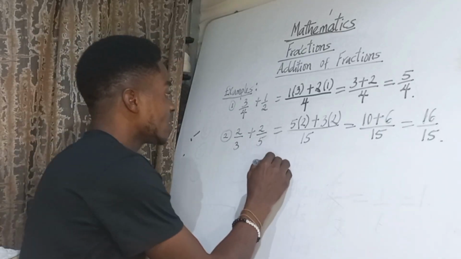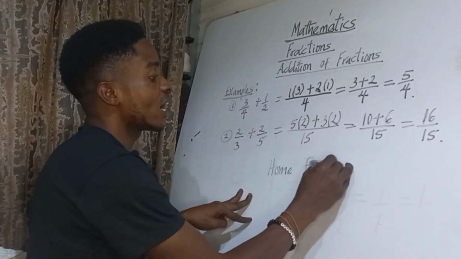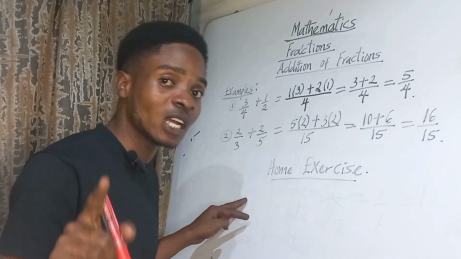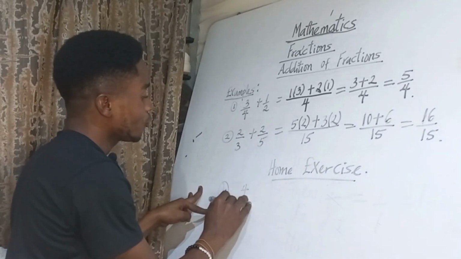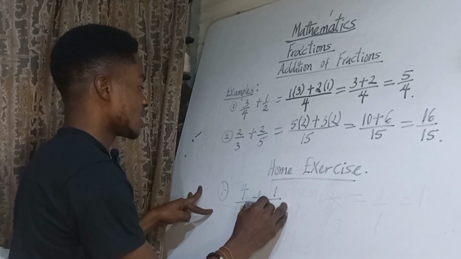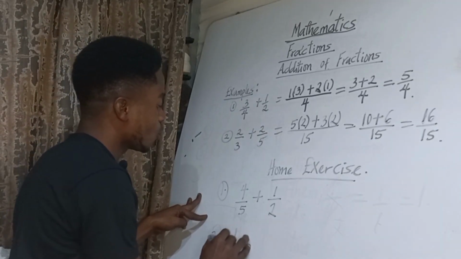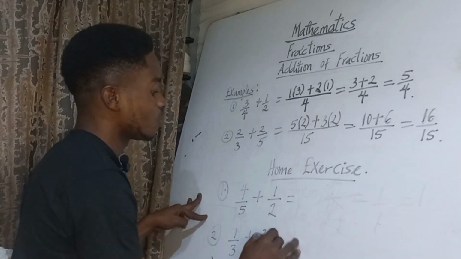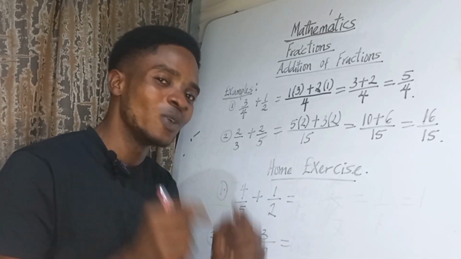But before we go, let me quickly give you a home exercise so that you can practice and drop your answer in the comment section. Please drop your answer in the comment section. Very important. I will go through it one after the other. Okay, so let's see. Number 1, you have 4 over 5 plus 1 over 2. And the second one is 1 over 3 plus 3 over 2. Please solve that and drop your answer in the comment section. I will be waiting for you.